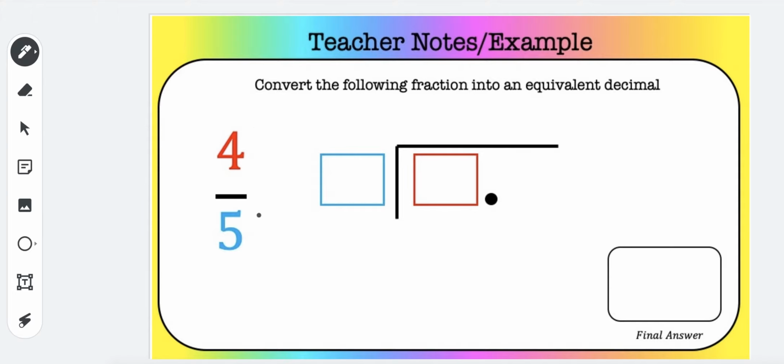The rule is, you always take the numerator and you divide it by the denominator. Notice I color coordinated it for you.